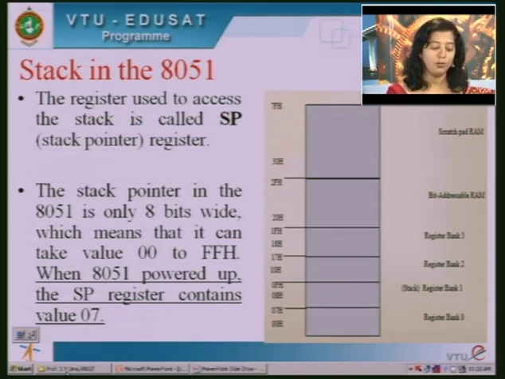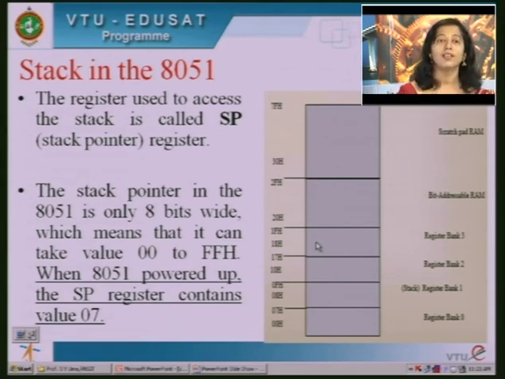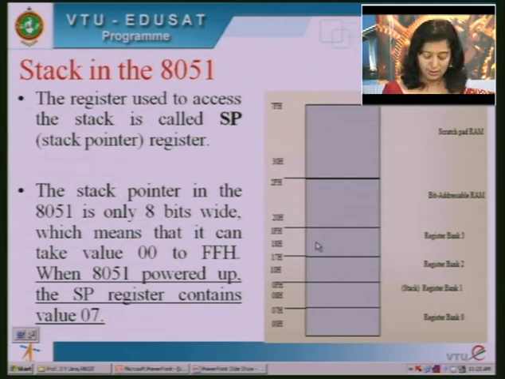For now, just remember, the stack pointer is a specific pointer which points to the beginning of the stack. Wherever the stack starts, it will point there. If something is put on the stack, then it will point to the last entered value, or the last stored value on the stack. This stack is called last in, first out memory, LIFO we call it. So whatever goes in last should be brought out first.